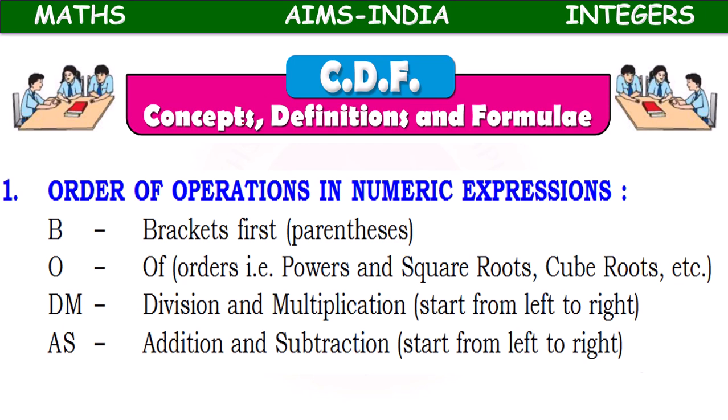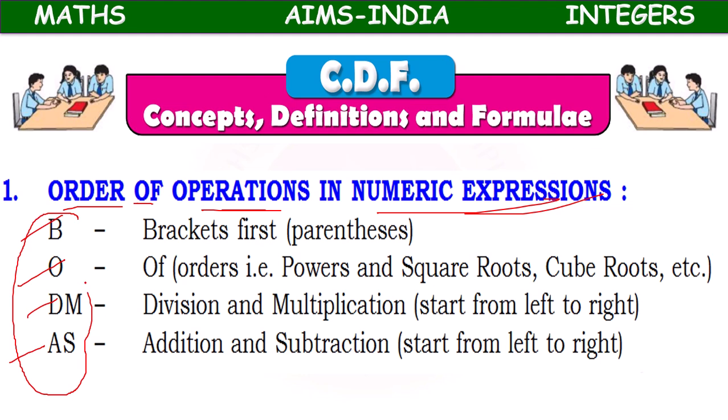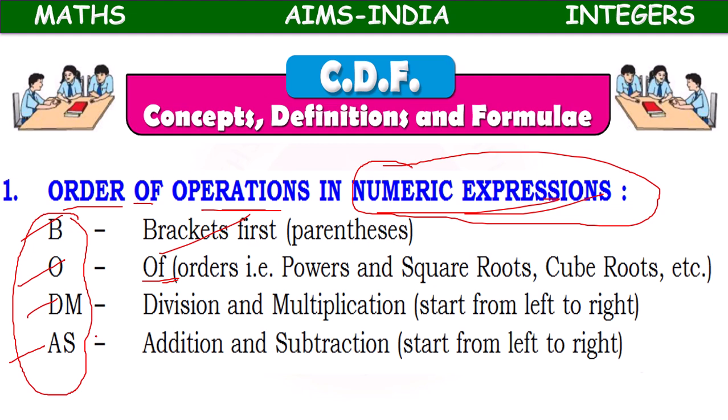In our previous videos we have learnt about order of operations in numerical expressions. We have learnt about BODMAS rule. If we have all mathematical operations in one numerical expression, then brackets to be done first, then of, then division, next multiplication, next addition, next subtraction.